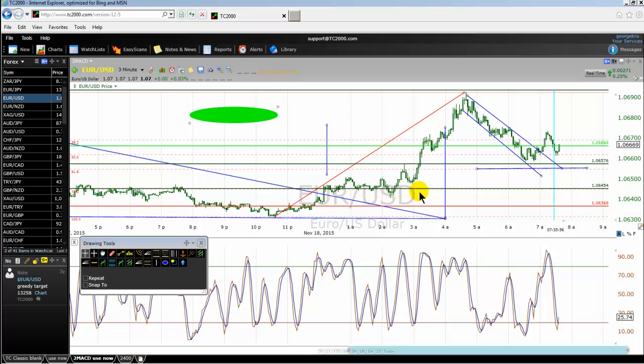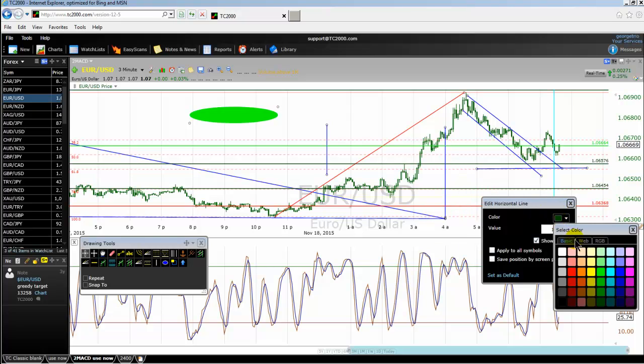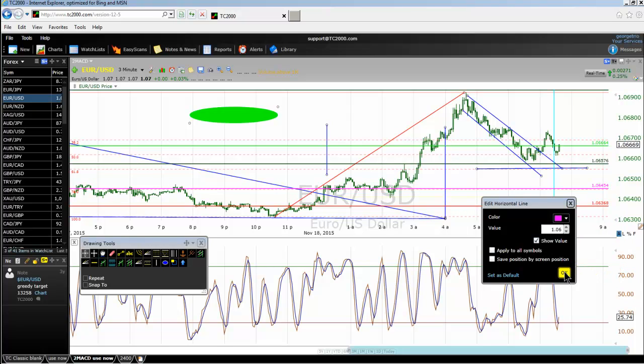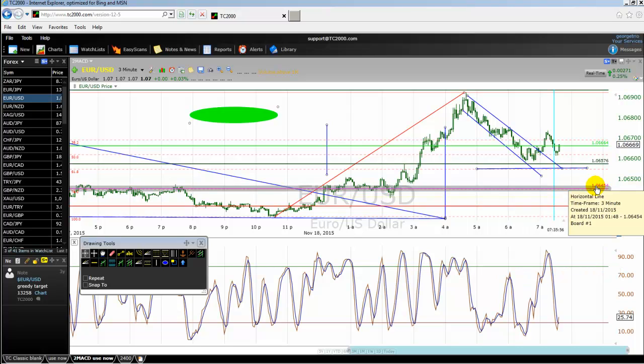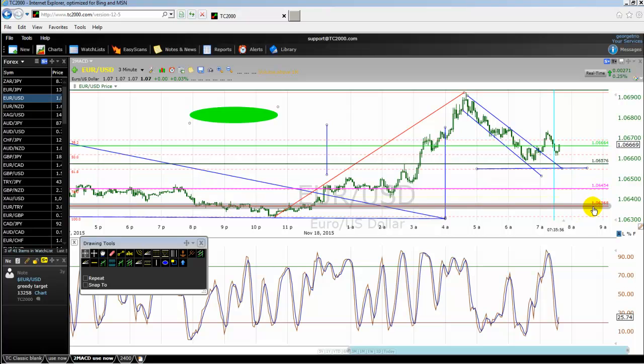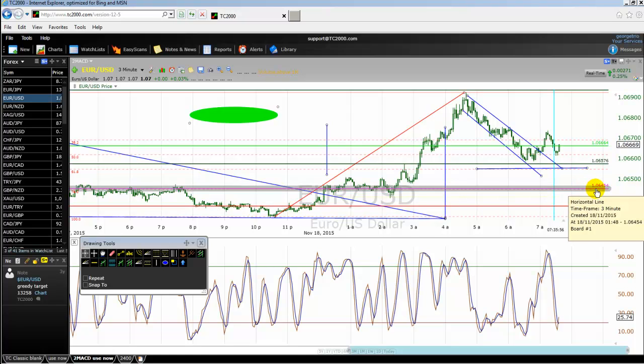That's it. This is my stop loss. I'll color it pink. That's my stop loss. So remember, I'm allowed up to 30 pips, but I don't want to use 30 pips because of the current market environment. This is the normal 30 pip level. I'm using 21 pips for this trade.